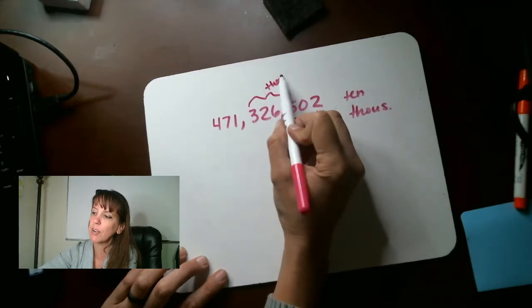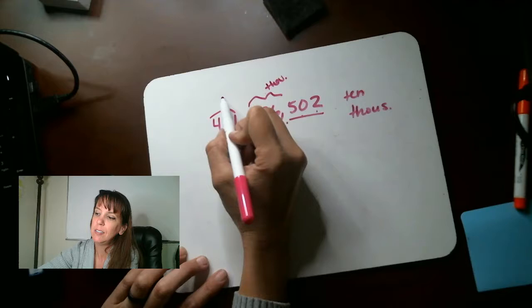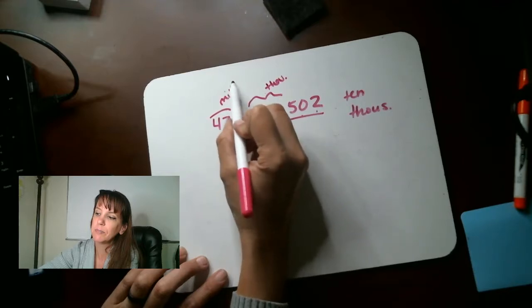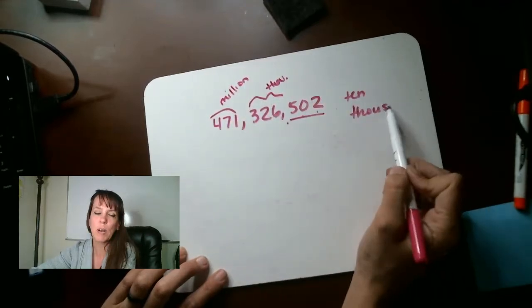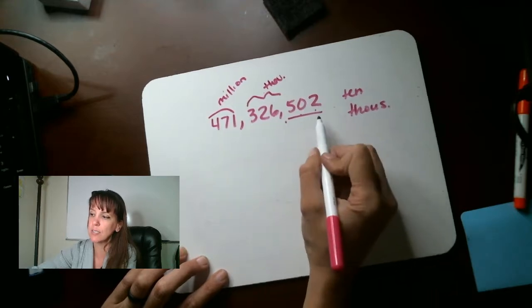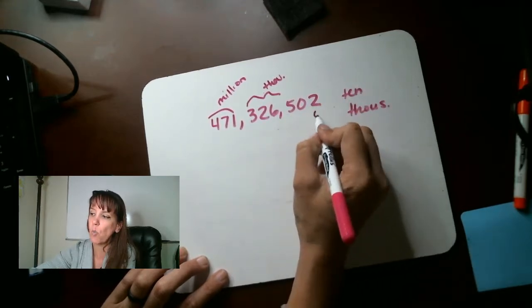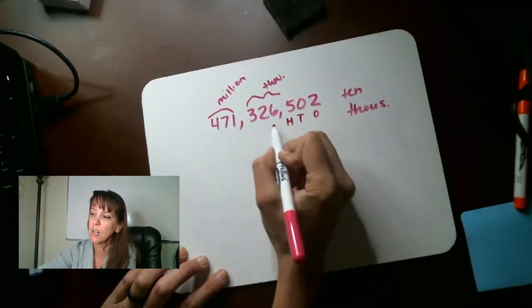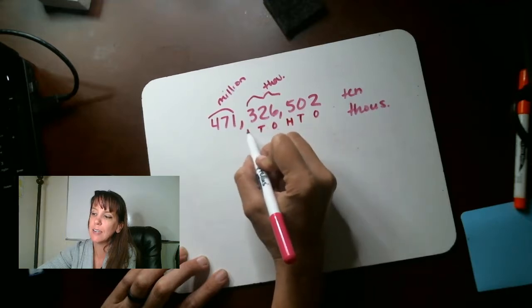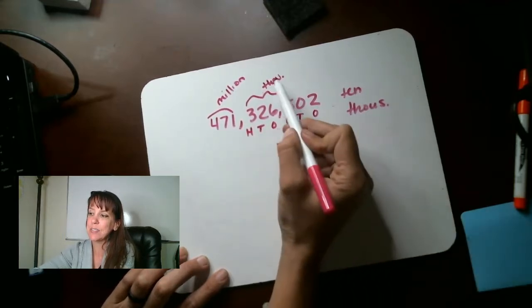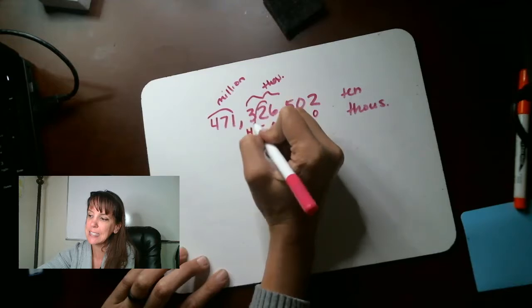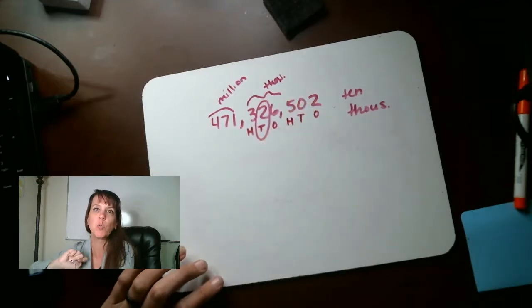I don't know what I was trying to draw there. This is our millions. We want to round to the nearest 10,000s. So it might help to do this: ones, tens, hundreds, ones, tens, hundreds, 10,000. In our thousands, it's going to be this digit right here that we want to round to.